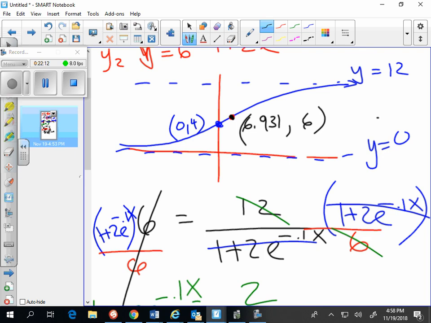I could also graph the line y equals 6 and graph my logistic function and do second calculate intersect to find that same point of intersection. Given a choice, I'm doing it on the calculator. Doing it with that algebra stuff, that takes a bit of time, and I have to be really careful. Not that we can't be careful, I just have to be.